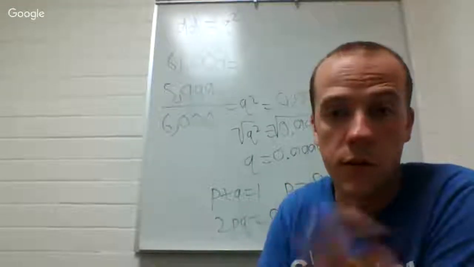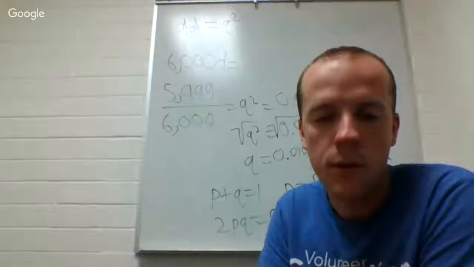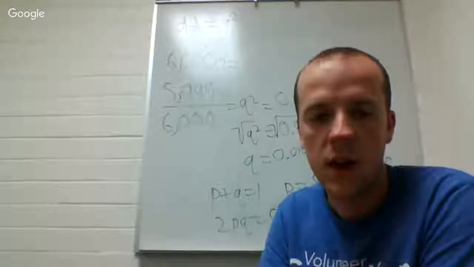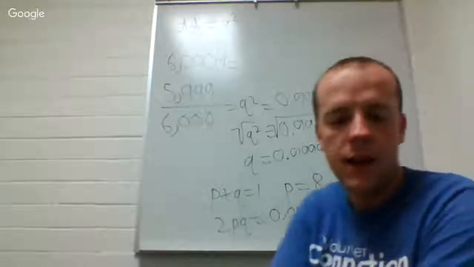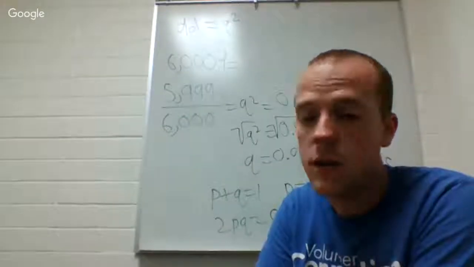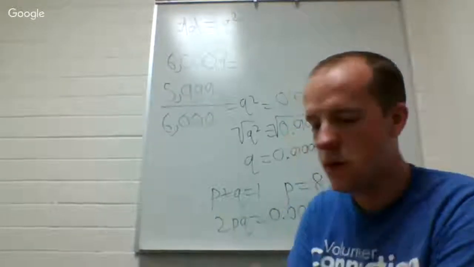Last question is for part D. Out of a population of 5 million people, how many heterozygotes are expected? So we just take 5 million, multiply by that number, and that gives us roughly 850. And so that'll lead us to part 4.